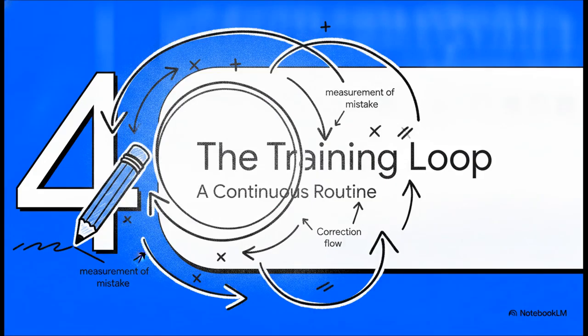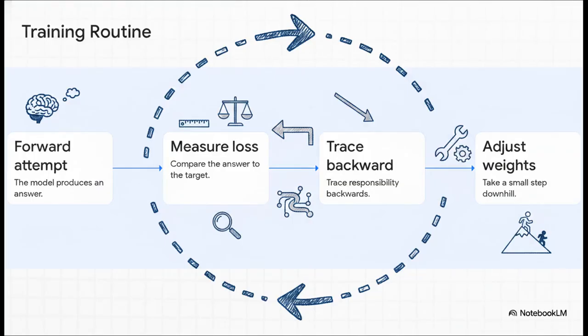Let's wrap all this up with Section 4, the continuous training loop. We've seen the forward movement, we've measured the mistake, and we've watched the backward flow of correction. Now we just tie all these individual steps together into a living, breathing routine. This is the training loop. It's the daily habit of the model.